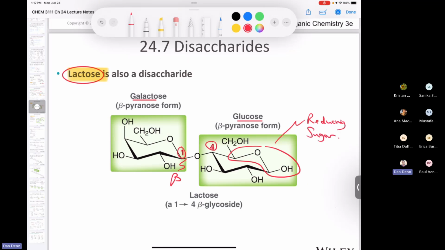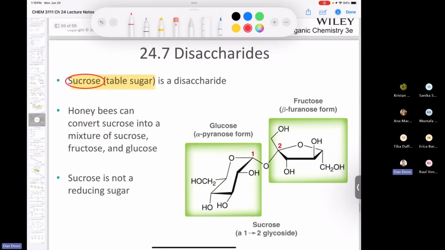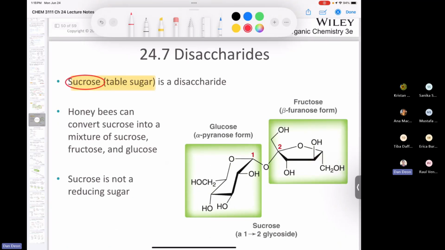So we'll put reducing sugar like that. But then if we look at sucrose, sucrose is the only sugar that you need to be aware of that's not a reducing sugar. So it turns out that sucrose, which is table sugar, right? If you like to bake or make cookies or put sugar in your coffee, you put table sugar in, okay? And it is a disaccharide that's made from glucose and fructose.